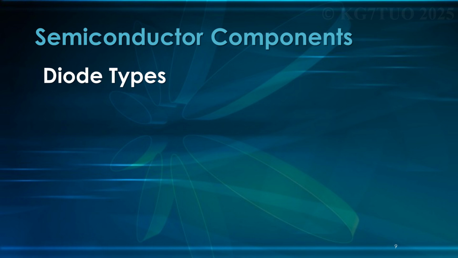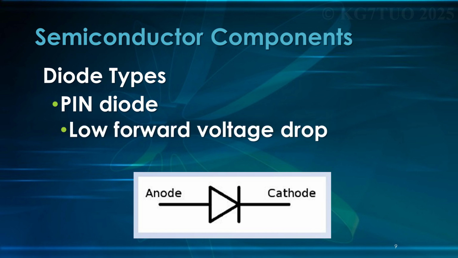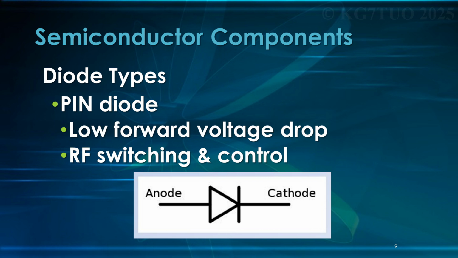All right, diode types. You got a PIN diode. PIN diode, there's a schematic diagram. So when you see these little drawings, that's what you would see on the schematic, and there are some schematic questions. Low forward voltage drop, and it's an RF switching and control type diode that we use it for. That's what the engineers and the makers do it for. We just push a button.